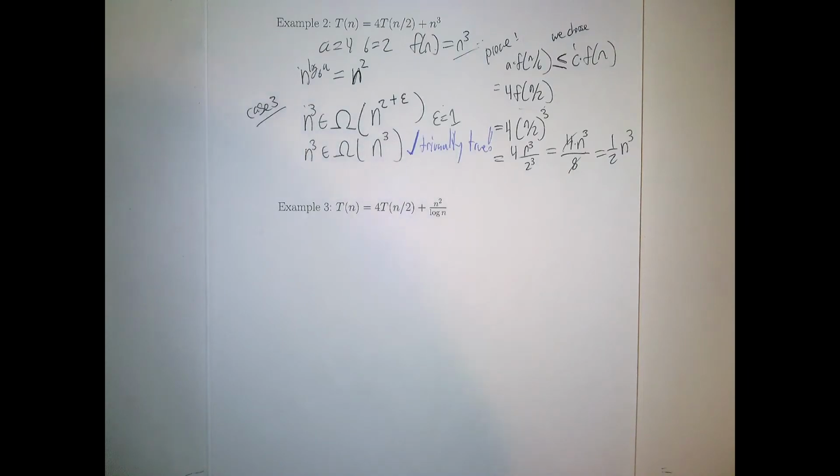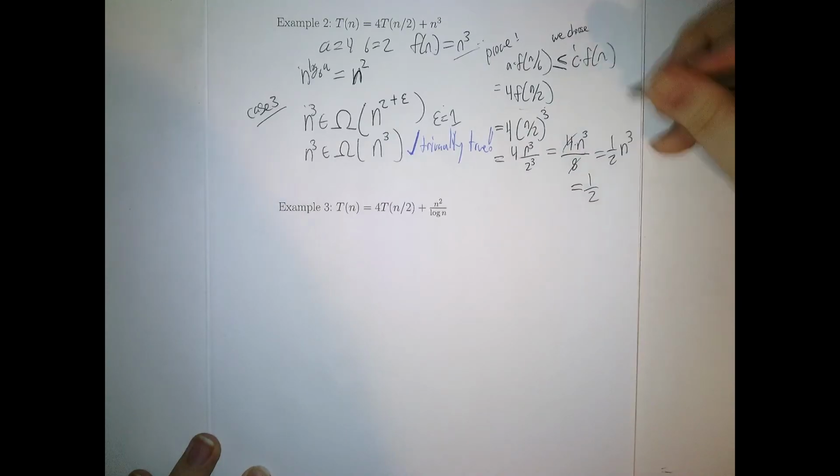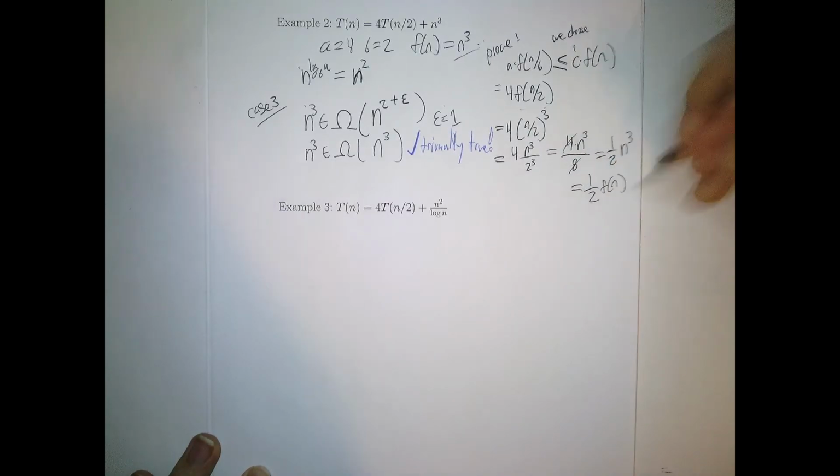You see how that worked? I just plugged in the stuff we know, evaluated the exponent, and then canceled out the stuff that was there. And what we got to was, well, this is 1/2 times f of n, right? Because f of n is just n cubed.